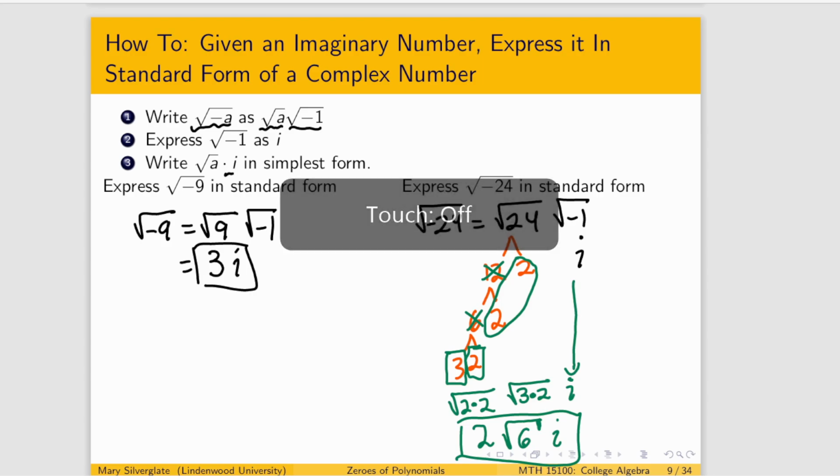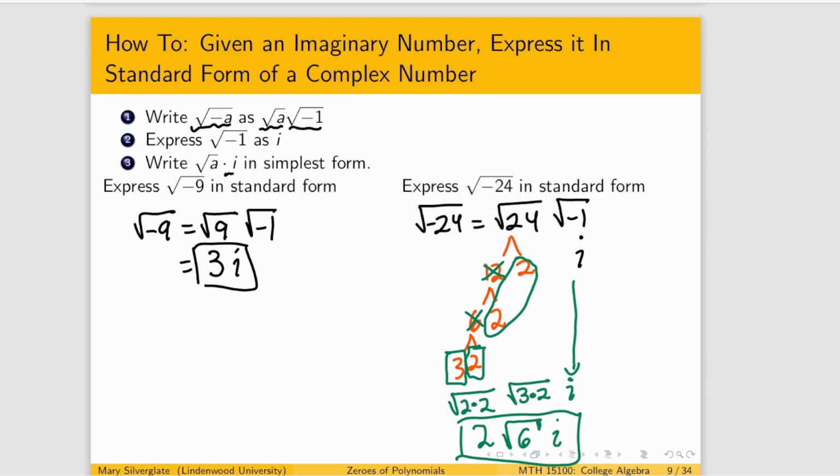So completely break it down using a factor tree, simplify your square root. Anything that is a negative underneath the square root means that you have to pull out an i to indicate that there is a negative underneath that square root.